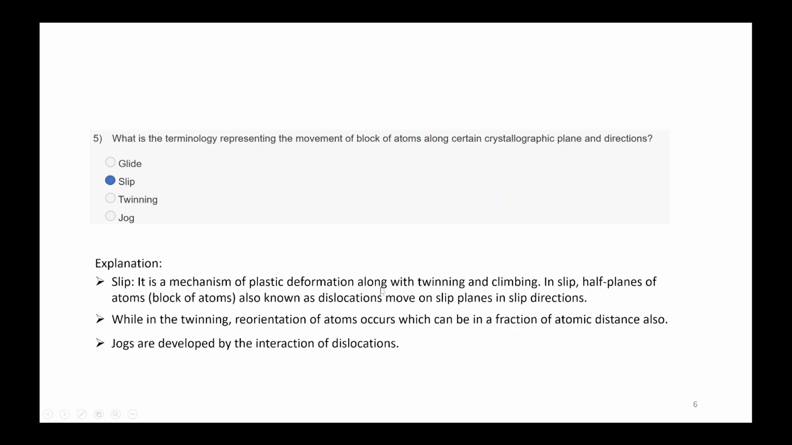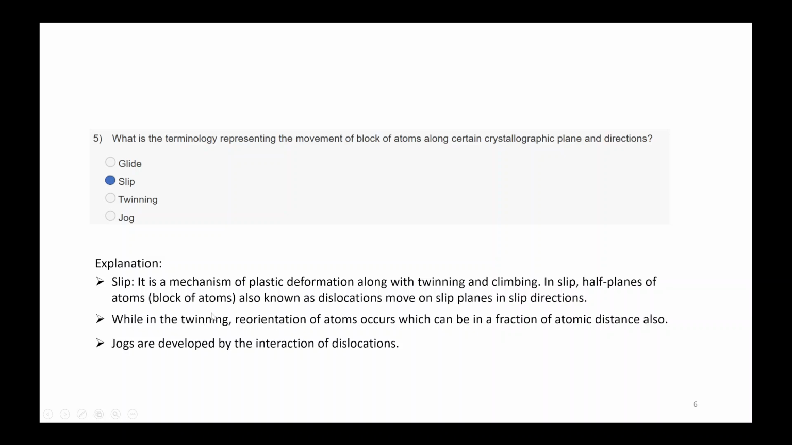a mechanism of plastic deformation along with twinning and climbing. So twinning also and climbing, these all help in plastic deformation. But in case of slip, you'll be having a half plane of atoms, which is known as dislocation. Here it is termed as a block of atoms, and they move on slip planes in slip direction. So this is the definition of slip, so slip fits better here.